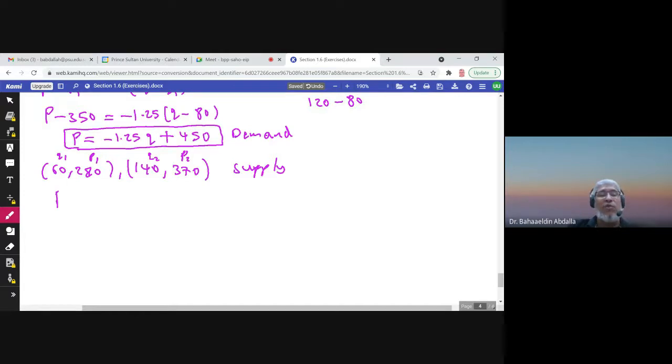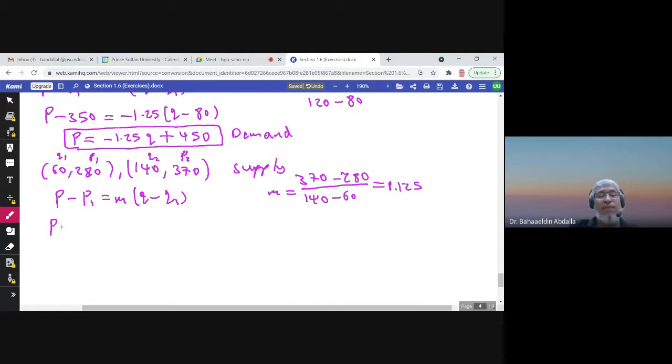We will use the same formula, P minus P1 equals M times Q minus Q1, where M is 370 minus 280, delta P, over 140 minus 60. And this will give you 370 minus 280 over 80. This is 90 over 80, or 1.125. So this is the slope.